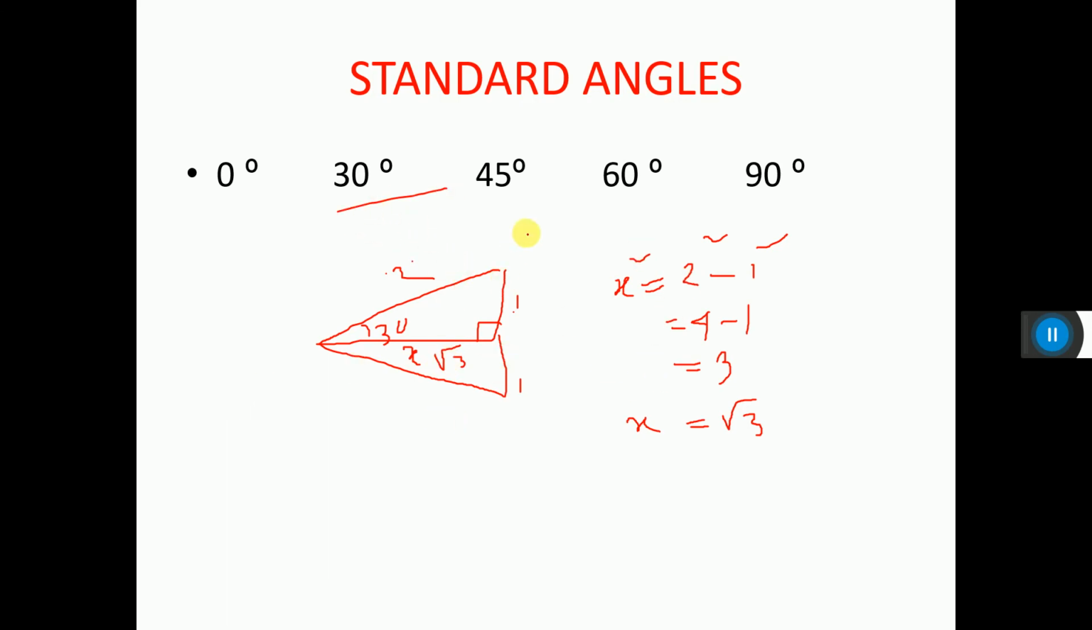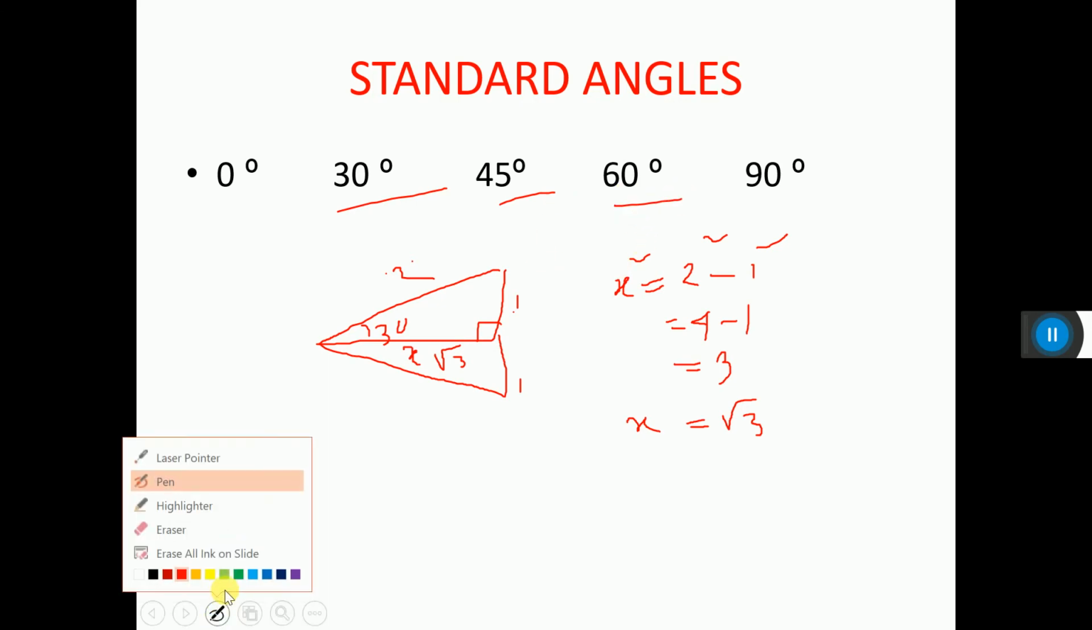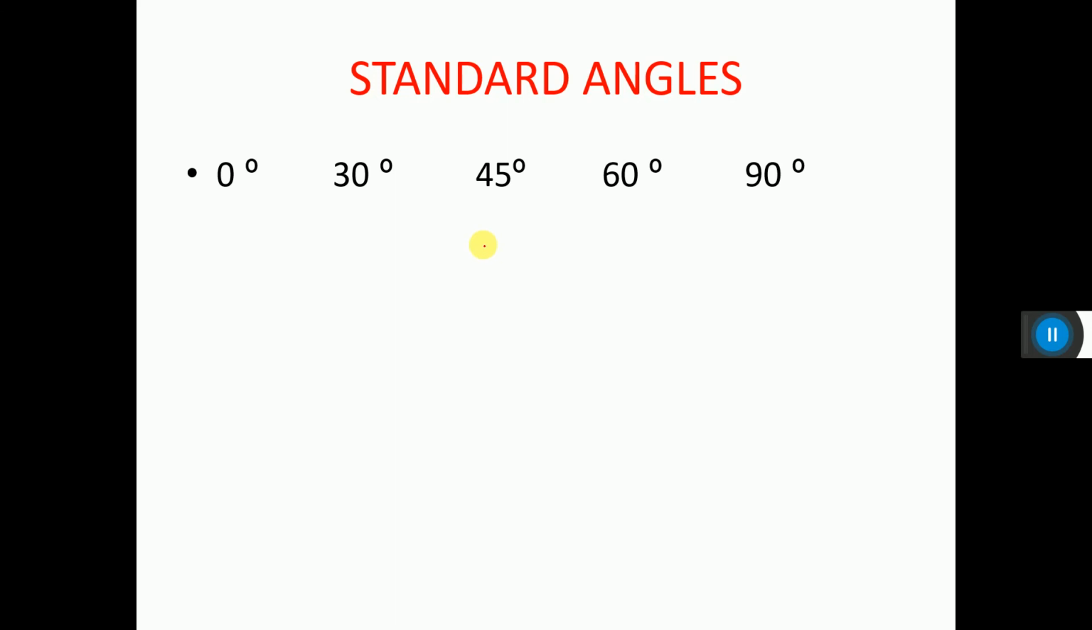So I did 30 degree, 45 degree. Now let me show 60 degree. So for 60 degree, I am drawing one 60 degree triangle. This is 90 degree. This is 60 degree. So obviously this angle will be 90 minus 60, that is 30 degree.